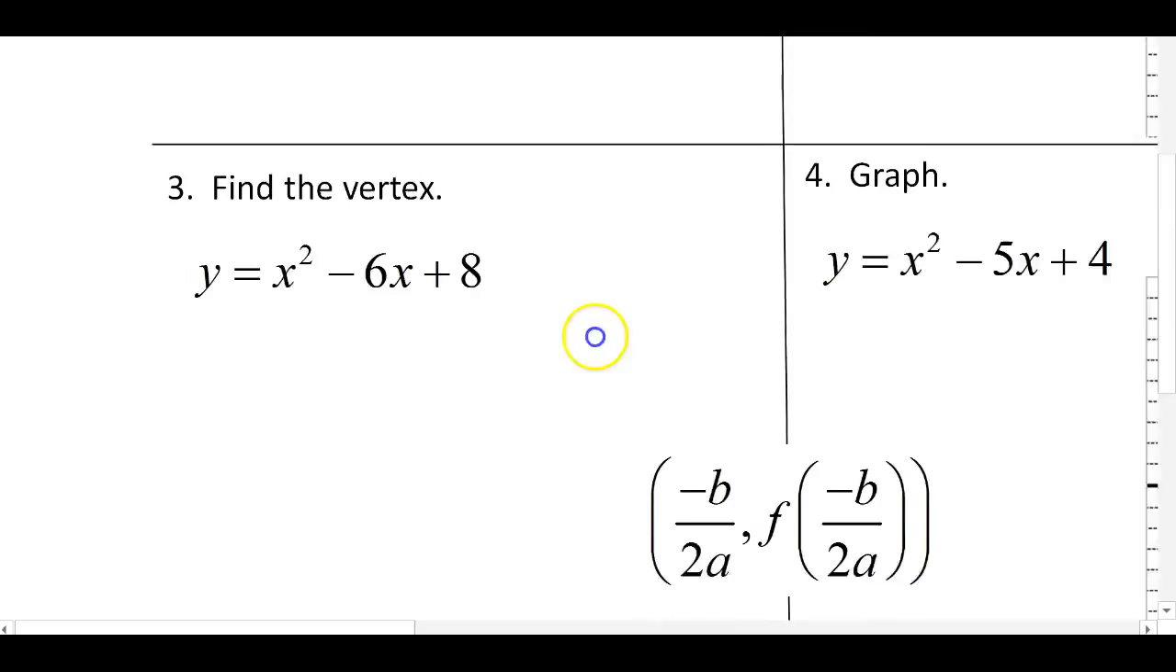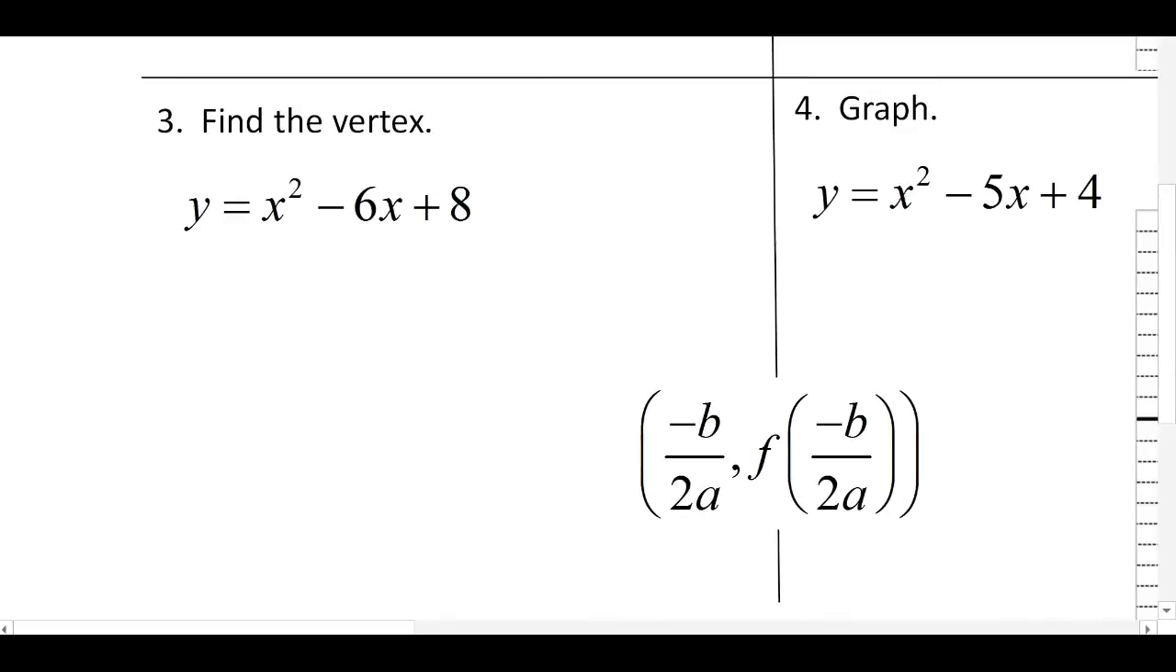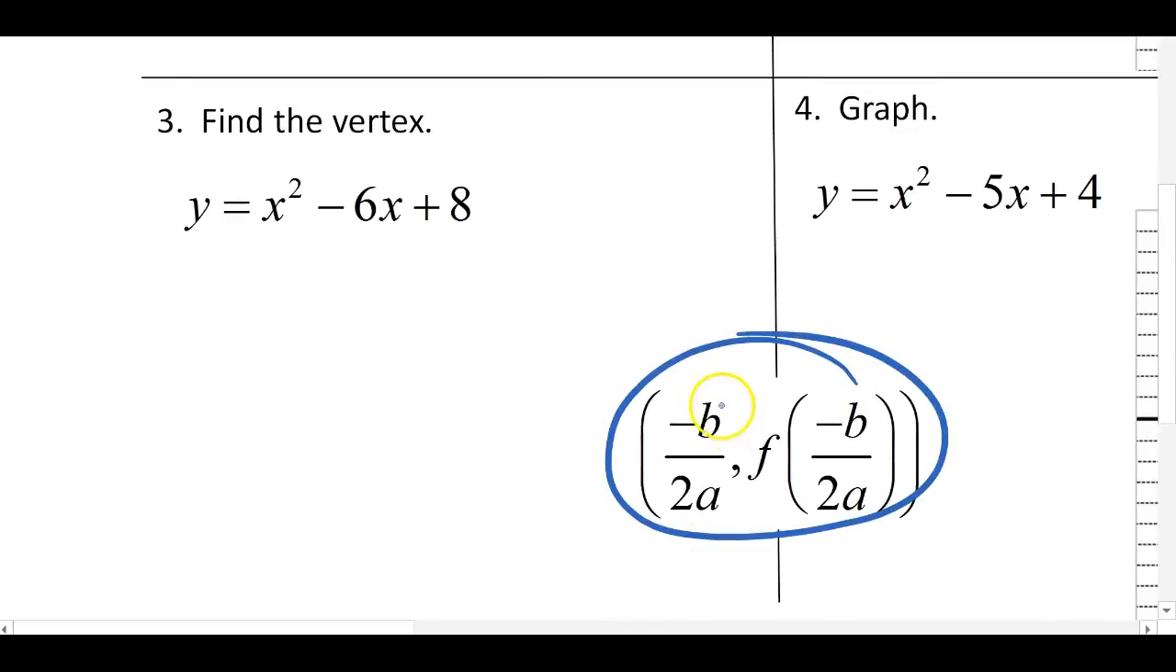Okay, so now down here on the left, again finding the vertex. Well, if you look here, this is the formula for the vertex. To find the x value of it, it's just negative b over 2a. So I basically take the b, which is negative 6. I'm going to plug it in. So I already have negative here, so I'm going to plug in negative 6.